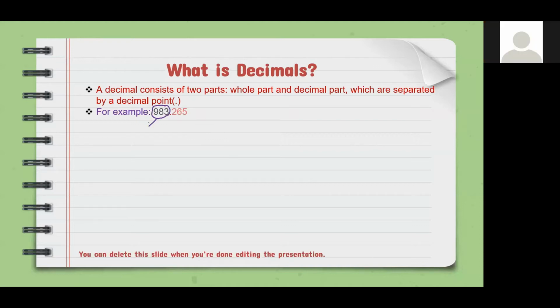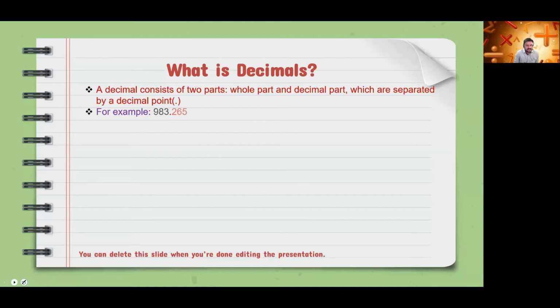Correct. This is the whole part. And what about this 0.265? Sir, that are the parts of it, the parts between 983 and 984. It's not like that, beta. It is the decimal part. Decimal point के बाद जो part होता है, that is called a decimal part.